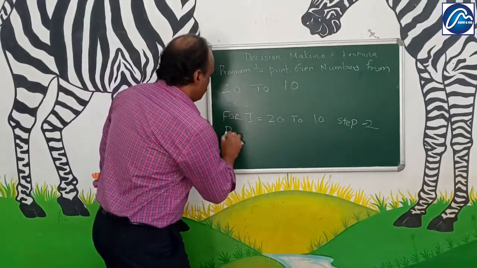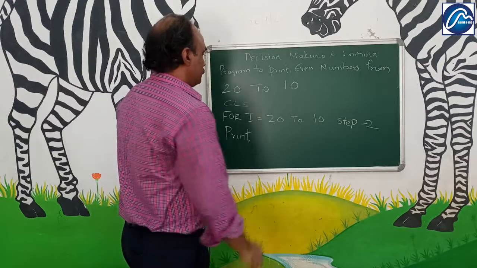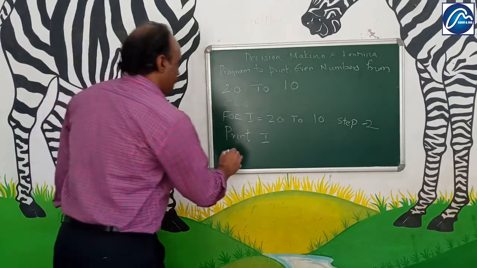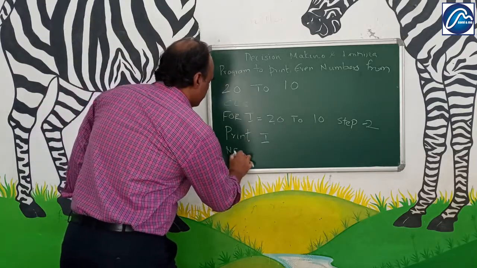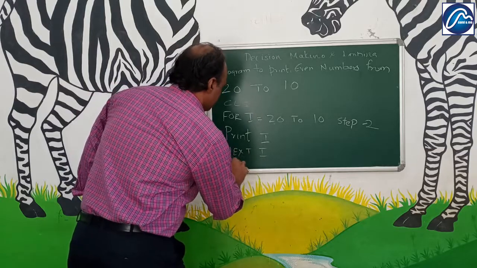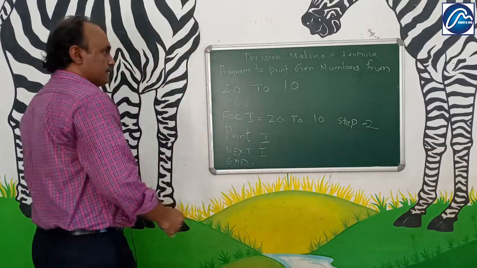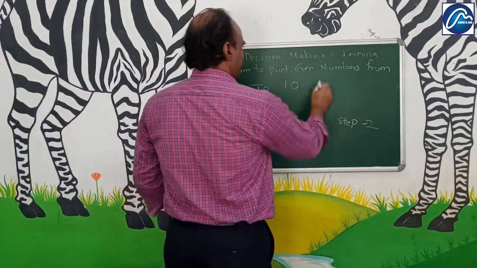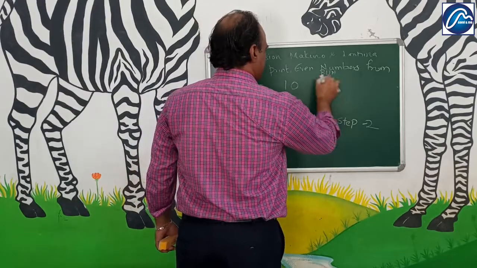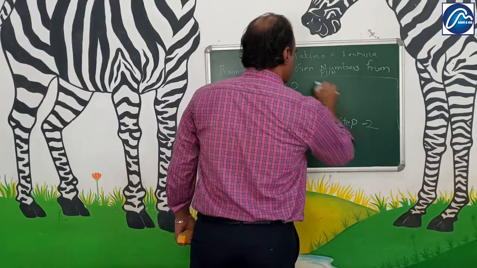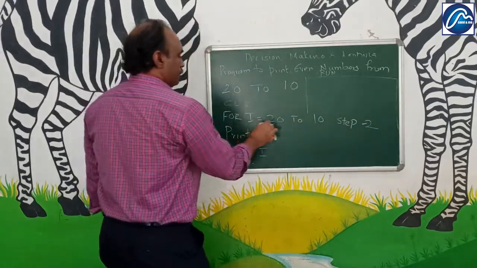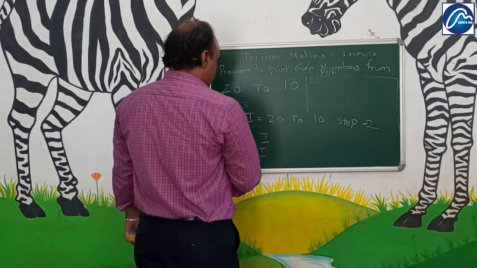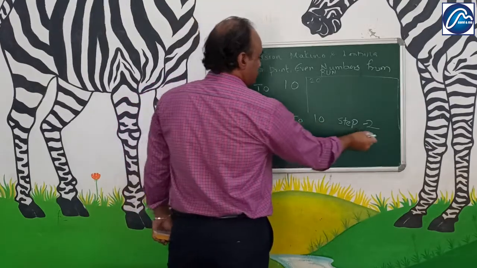Then what? Print I, next I. We will take the example as how it will run. When I run the program, the first line will be CLS. You are getting a new screen. What is the number which will come? 20 first. So I is equal to 20. Print I. Next I. Next I, when it comes, the step is given as -2.